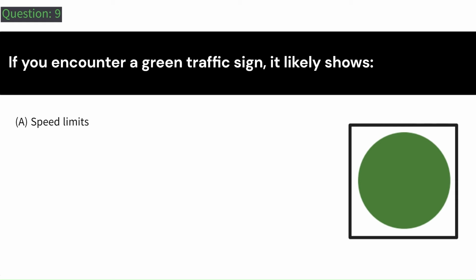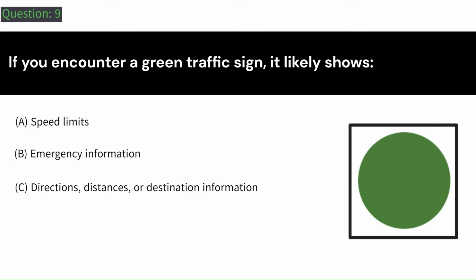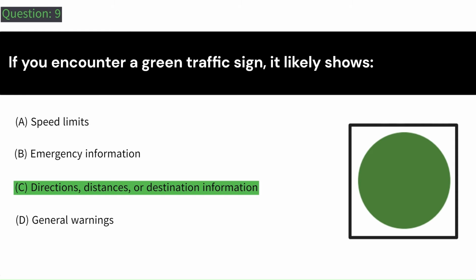Speed limits. B. Emergency information. C. Directions, distances, or destination information. D. General warnings. Answer: C. Directions, distances, or destination information.